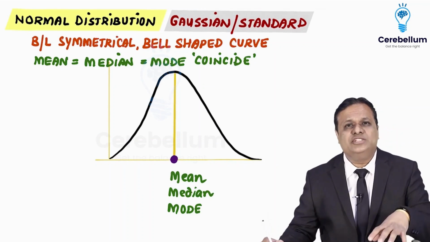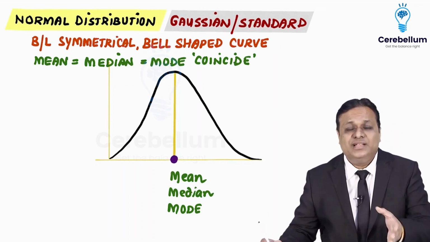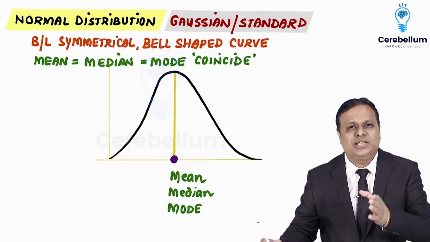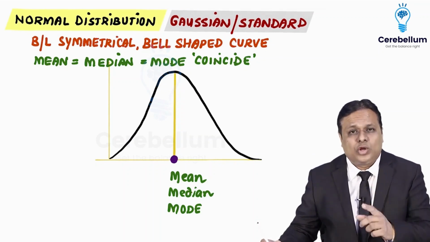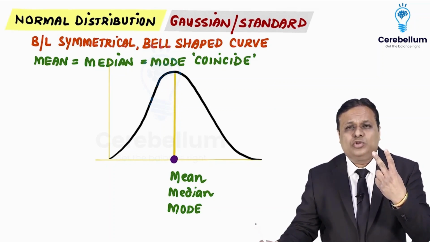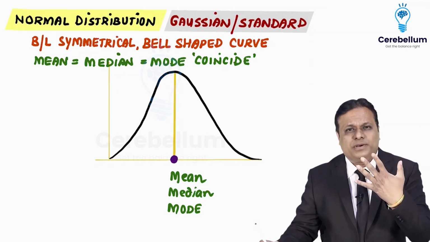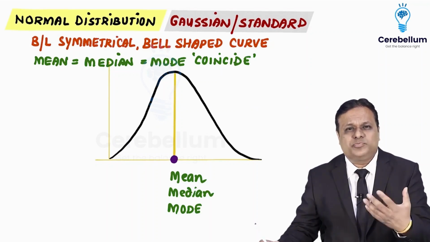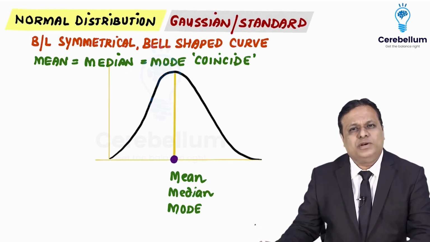So if anyone tells you mean, median and mode coincide, that means their values are same, mean is equal to median is equal to mode, and we are talking of only and only normal distribution. So first property, bilaterally symmetrical bell shaped. Second property, mean is equal to median is equal to mode. All three central tendency coincide with each other. Other three properties are three formulas of dispersion based on standard deviation for normal distribution.